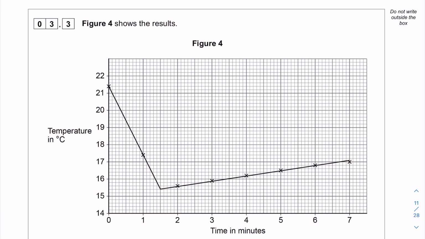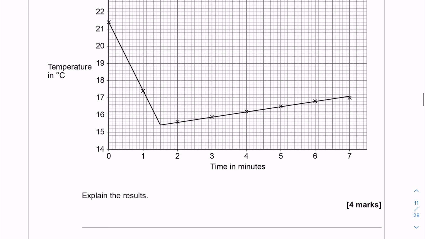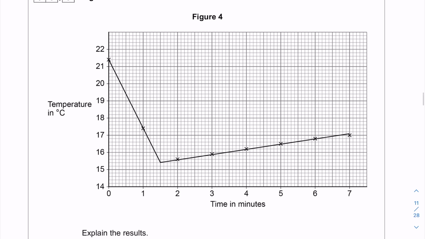Figure 4 shows the results. Explain the results. Let's have a look then. So we can see from 0 to 1.5 minutes, the temperature is decreasing. Why is that? Well, in an endothermic reaction, remember, it gets colder. So that's what's taking place here when the ammonium nitrate reacts. And then after 1.5 minutes, we can see that there's a gradual temperature increase. Why? Because energy is being transferred to the solution from the surroundings.